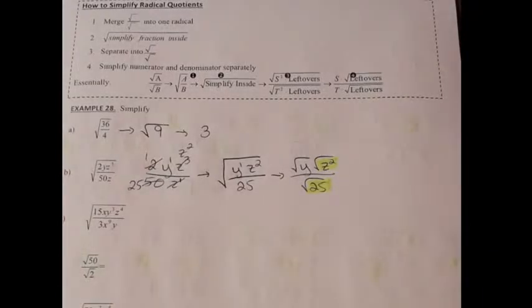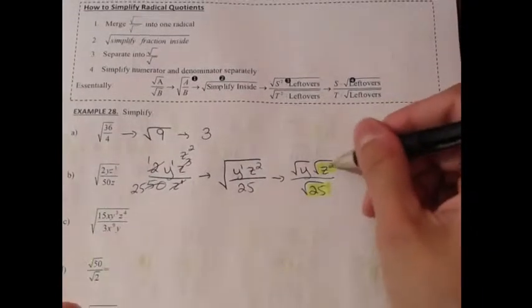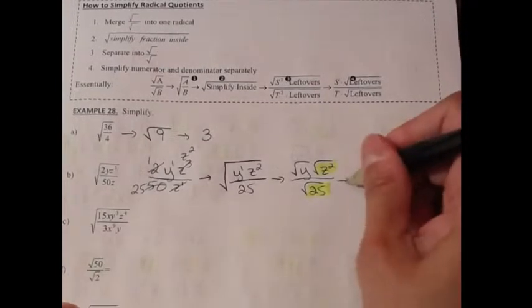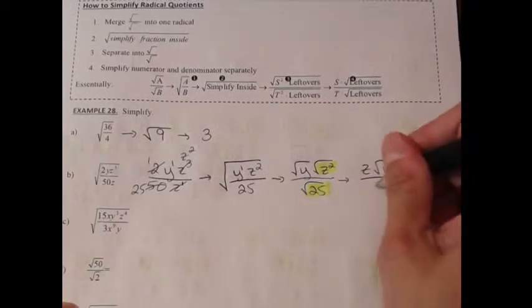So it's a reminder to me that I can take the square root of each of those. So square root of z squared is simply z. And notice in my numerator, I still have a square root of y. And then in my denominator, square root of 25 is simply 5. And that actually concludes the problem.